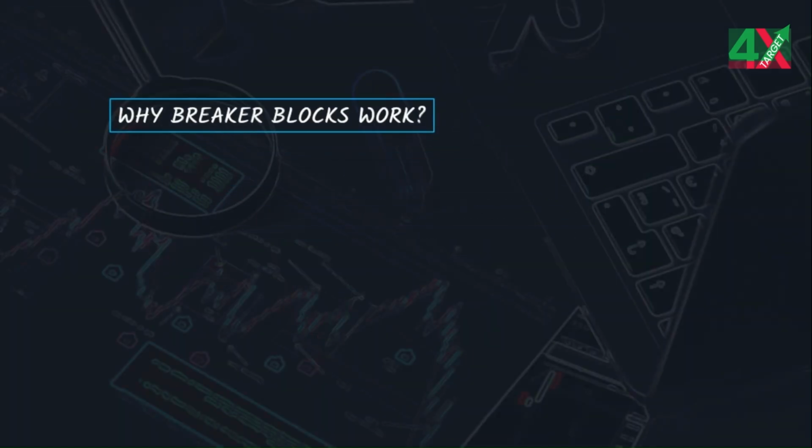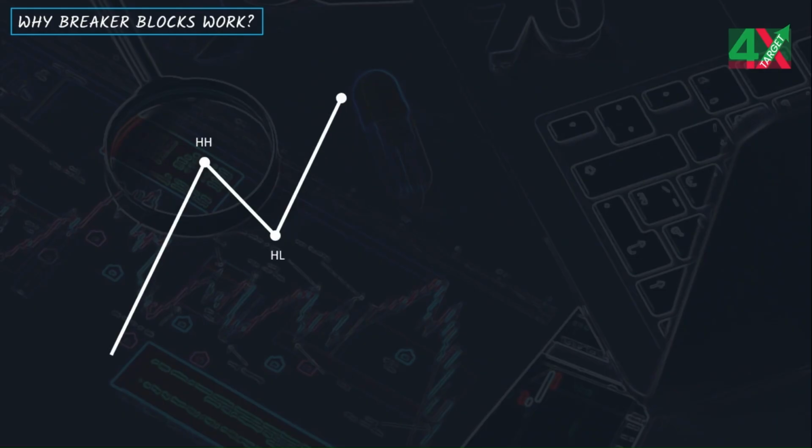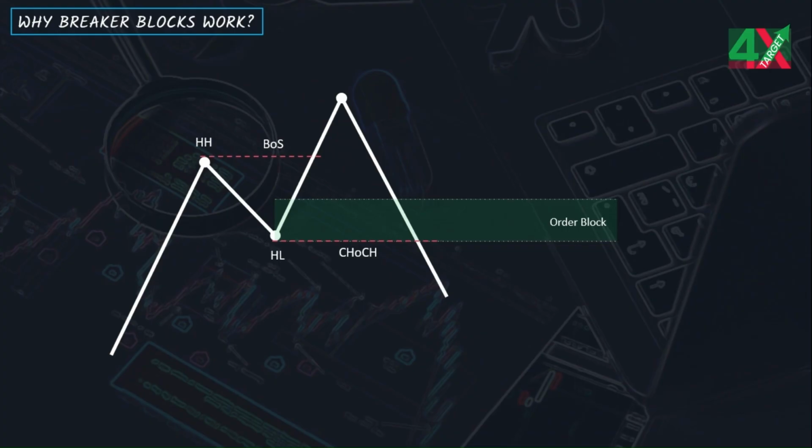Now let's see what is the psychology behind the breaker block and how it works. Consider a bullish scenario where a bullish order block forms after a clear break of structure. Traders identify this zone as a buying opportunity, and long positions are executed when price returns to the order block. However, if price makes a change of character by breaking and closing below the most recent swing low, the bullish bias is invalidated and the market turns bearish. At this point, the original demand zone loses its bullish purpose and turns into a supply zone.